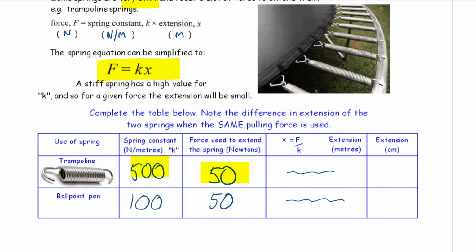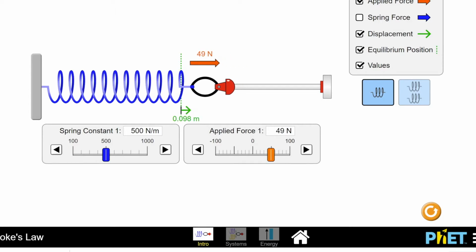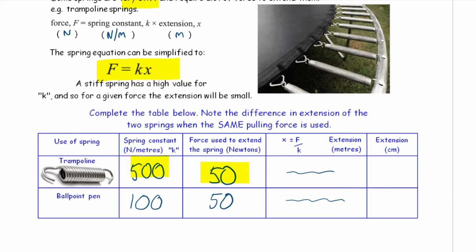So let's do the trampoline first. So that's spring constant of 500, force of 50. Spring constant, let's just get that 500 and let's get the force of 50. That's reading 0.10 meters. And in centimeters, that's 10 centimeters.